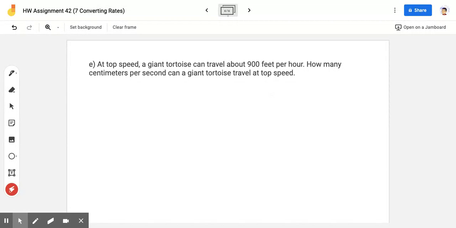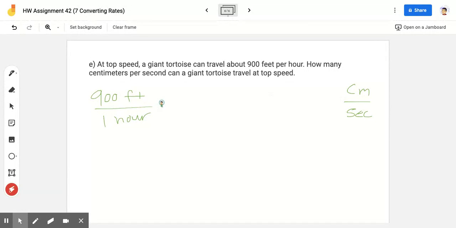Okay, so we're starting off with 900 feet per 1 hour. And we want to end up getting this to centimeters per second. Centimeters per second is what we want to get this to. All right, so let's do this. So let's try and convert, let's do hours first. Let's get hours to seconds first.